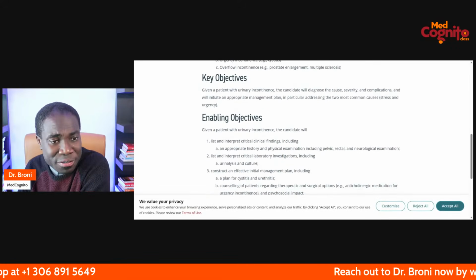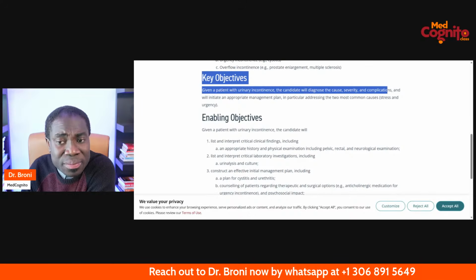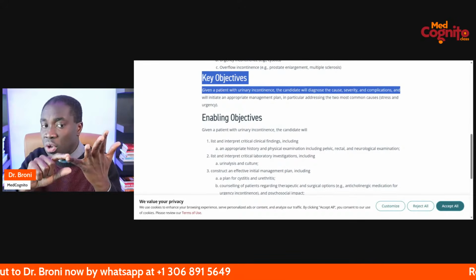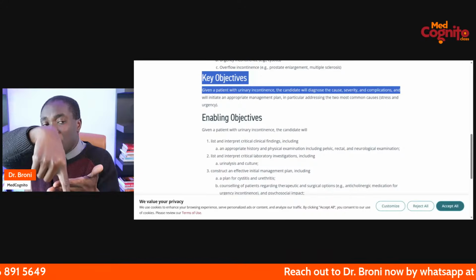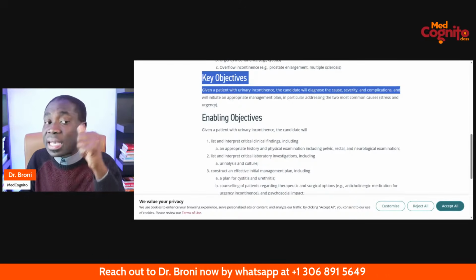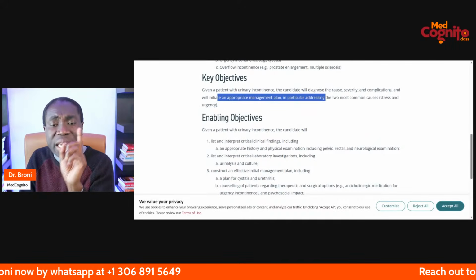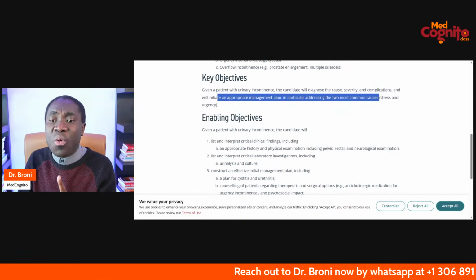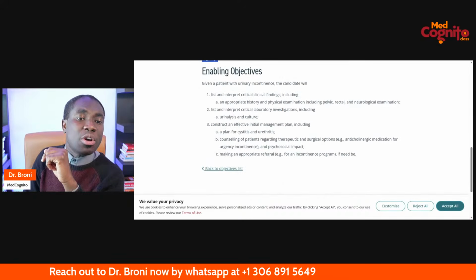So look at the objective. Given a patient with urinary incontinence, the candidate will diagnose the cause, the severity, and the complications. So that is why you must be able to differentiate between overflow incontinence, urge incontinence, interstitial cystitis, chronic cystitis, and urinary symptoms caused by prostate cancer, and will initiate an appropriate management plan, in particular, addressing the 2 most common causes, which are stress incontinence and urgency.